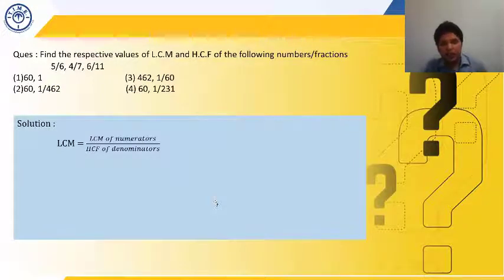So in this case, the given fractions are 5 by 6, 4 by 7 and 6 by 11. The numerators here are 5, 4 and 6. So what is the LCM of 5, 4 and 6? It is going to be 60.